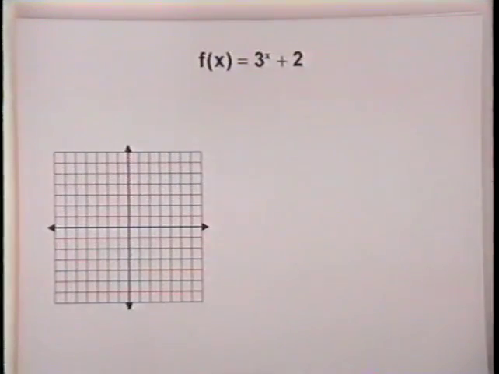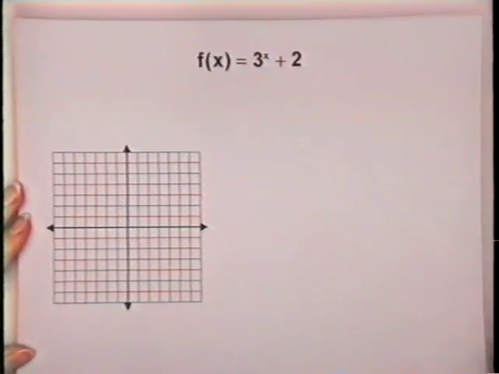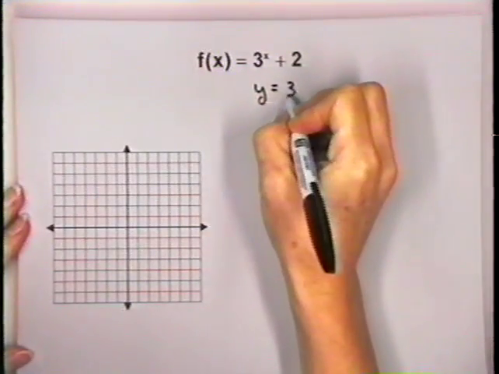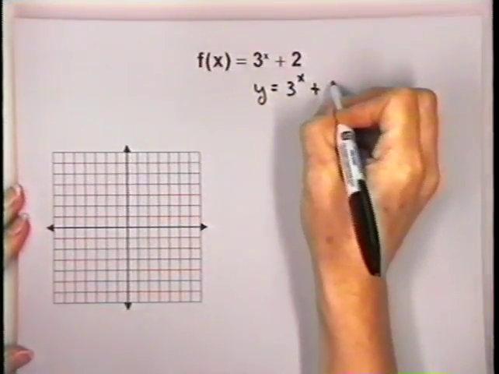All right, well, let's look at this one. I have f of x equals 3 to the x plus 2. Well, again, I'm going to do a little bit of rewriting here. I'm going to choose to rewrite that f of x as a y, 3 to the x plus 2.